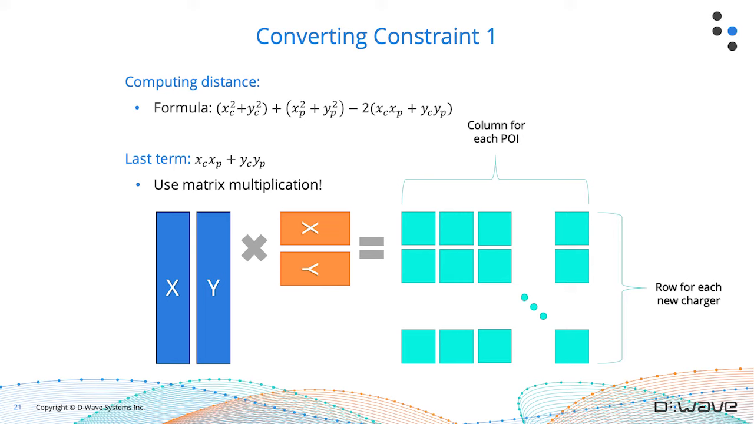the row, down the column, if I multiply both of these, the original ones with 2 columns, then what I'm going to get is this big teal matrix on the right, where I'm going to have a column for each point of interest, and I'm going to have a row for each new charger. And in row C, column P, I'm going to have the x coordinates multiplied together plus the y coordinates multiplied together. So I'm going to have in this matrix exactly those terms that I need for that last term. It's not going to be multiplied by -2, but that's really easy to take care of later. But at least here, I've now got a handle on everything inside those parentheses that I need to compute with the matrix operations.